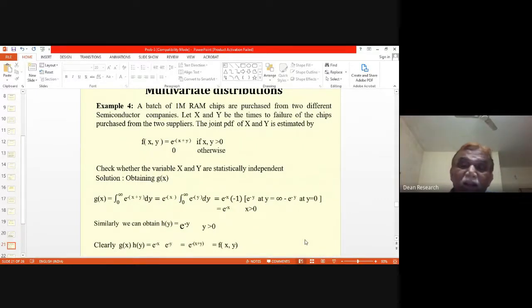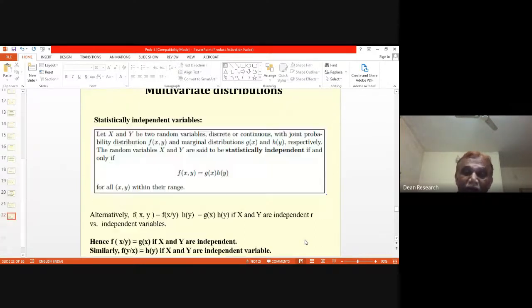Outside, say x comma y greater than 0, what are the values of g of x and h of y? They are zeros. I did not mention, but I understood. For example, g of x equal to e to the minus x for x greater than 0. If it is less than 0, it is 0. Similar is the case with h of y. So get the product of g of x and h of y. You get e to the power of minus x plus y, which is nothing but f of x comma y. So x and y are independent random variables.